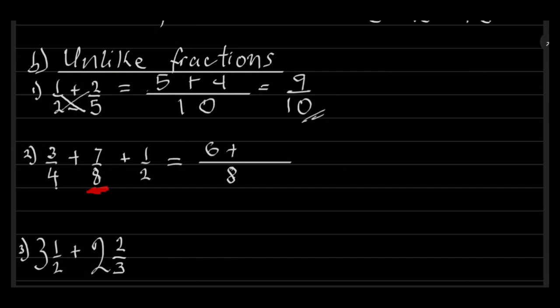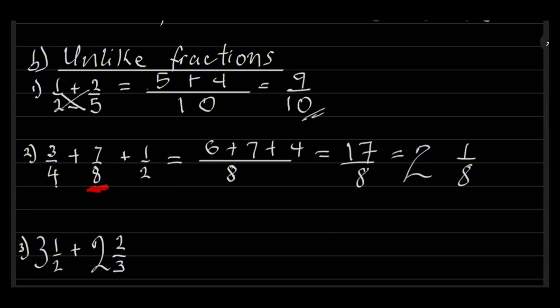Plus, that is what we have there. 8 will go into 8 once. So 7 times 1 is going to be 7, plus 2 will go into 8 4 times. So 4 times 1 will be equal to 4. When we add the numerators, we are going to have 17 all over 8. This could be written as a mixed number, which is 2 whole number 1 over 8.